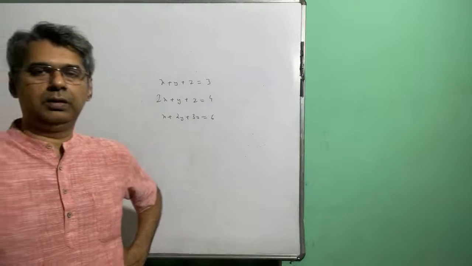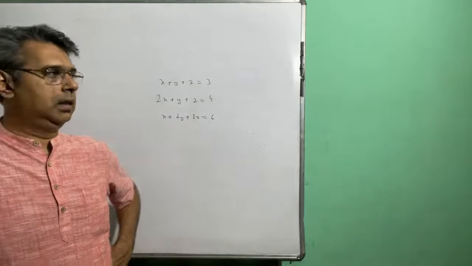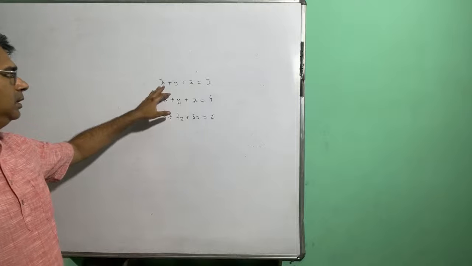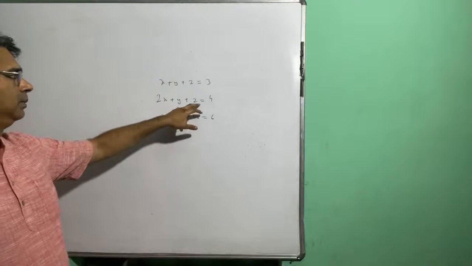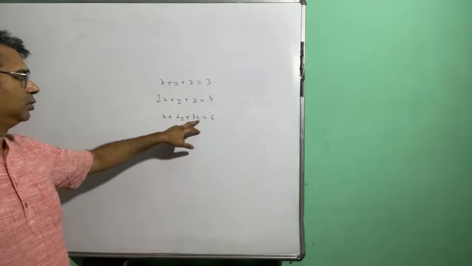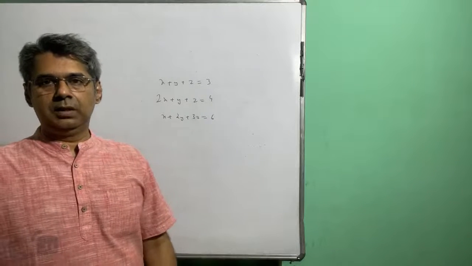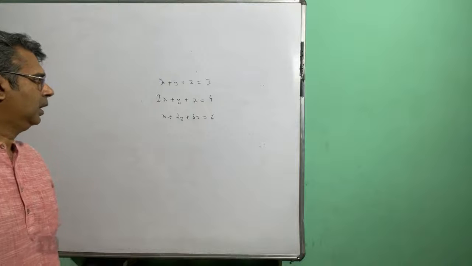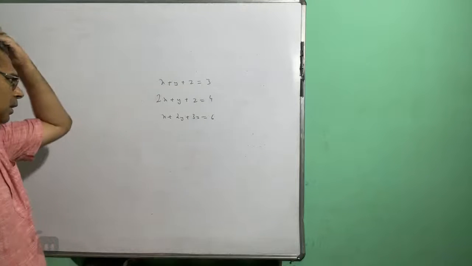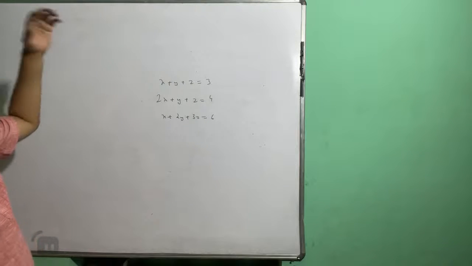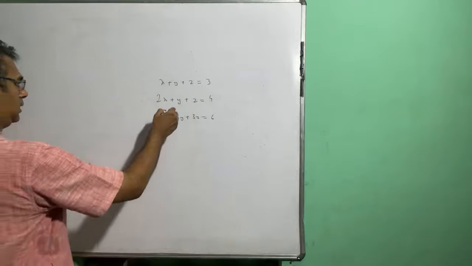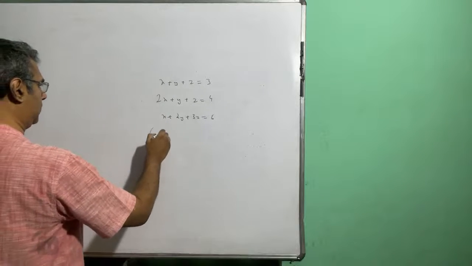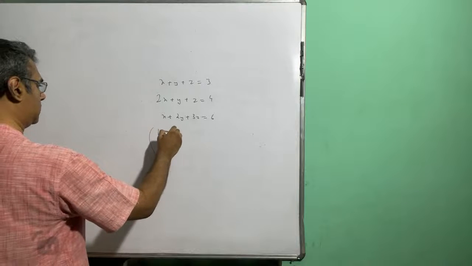In this session of class 12 maths, let's have a look at these three simultaneous equations. x plus y plus z is 3, 2x plus y plus z is 4, x plus 2y plus 3z is 6. Now, for these three equations, we can convert them into a matrix equation like this.